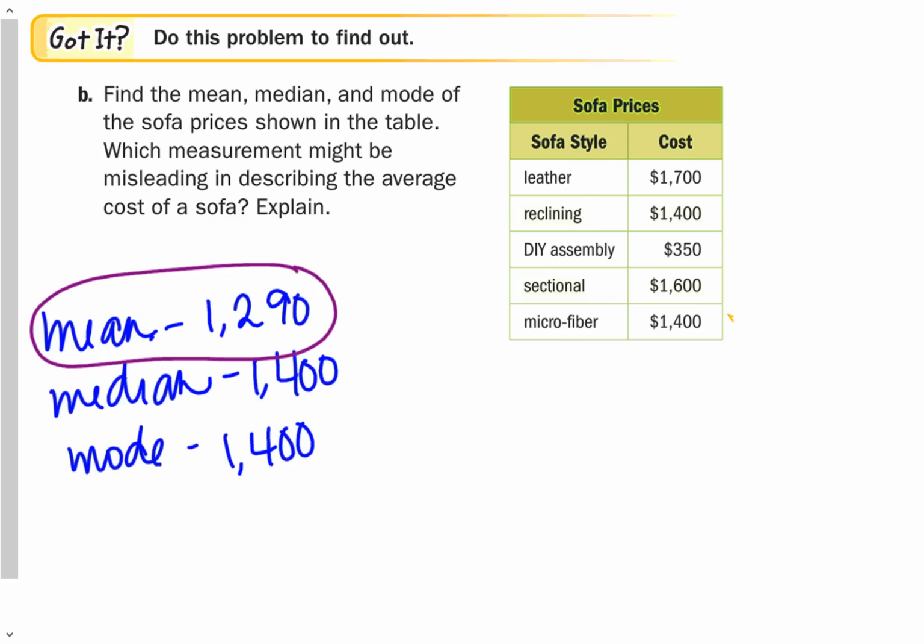Like if you were the company and you were like, oh, check out our sofa prices, our mean is so low, or our average price is so low. That would be misleading for the customer because they're expecting to pay about 1,290, but you can see there's so many numbers, actually there's one, two, three, four, 4 out of 5 of the numbers is higher than this mean. So if you're walking in there expecting to pay about 1,290, and only one out of the options is under that, that's why it would be a little misleading.